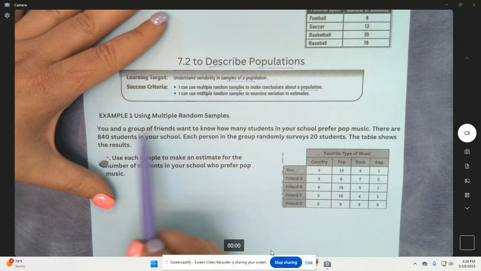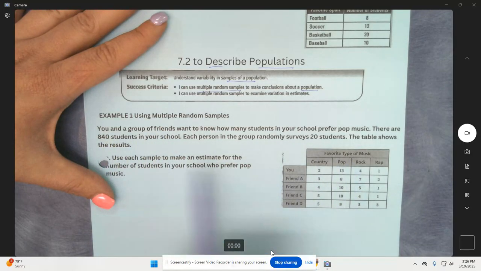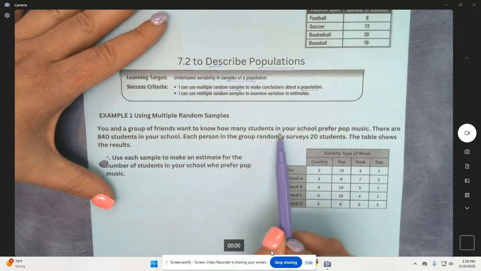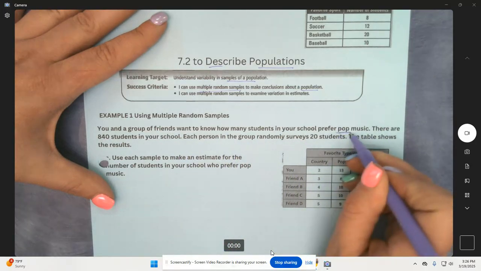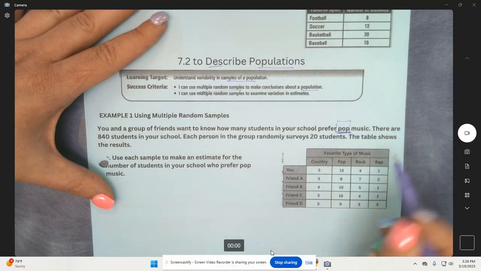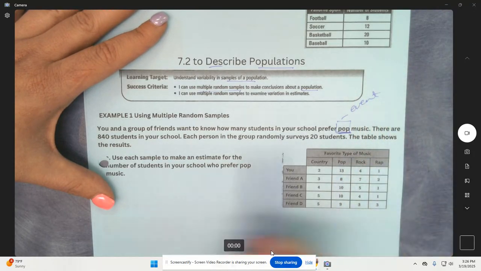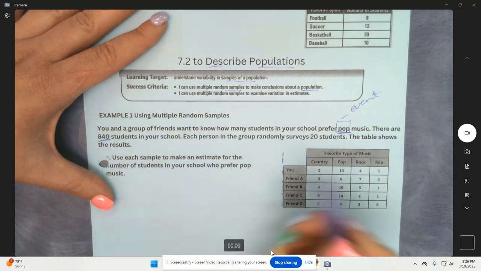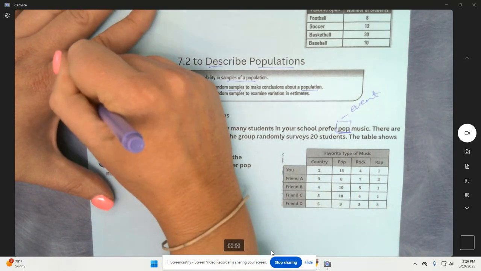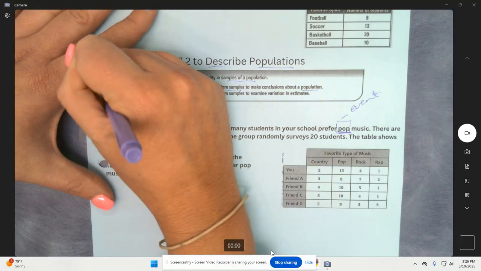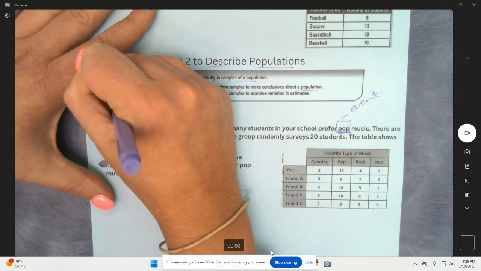So here in example 1, we have a situation. It says you and a group of friends want to know how many students in your school prefer pop music. Okay, that's going to be our event that we're looking at. There are 840 students in your school, so this is the total population. This is the population.